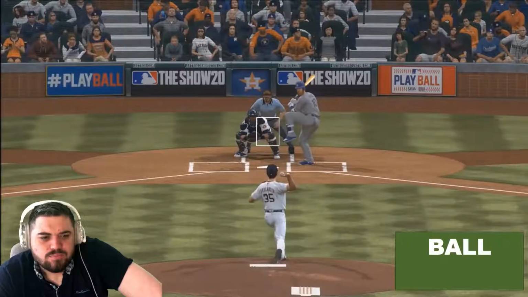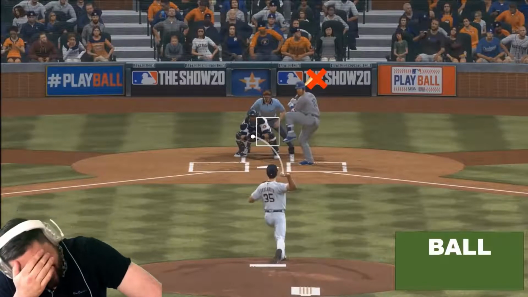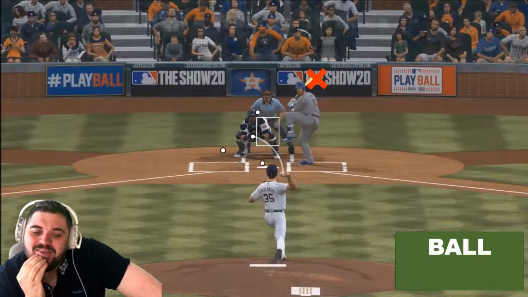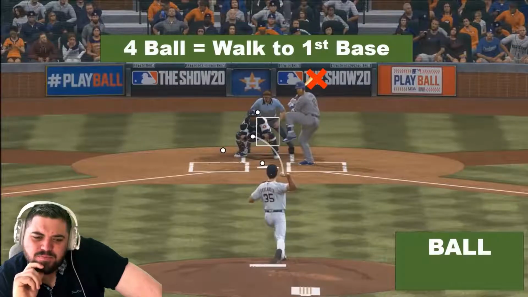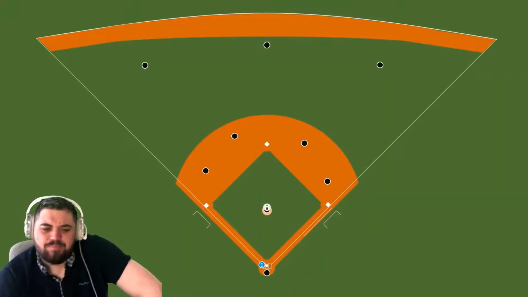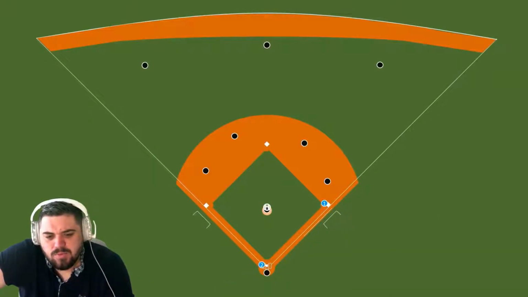Another thing is ball. What is ball? If a pitcher throws a ball outside the strike zone and batter didn't swing his bat, then that is a ball. If pitcher throws 4 balls, then a walk to first base. So the batsman would go to the first base, and as you see here, the second batsman would come and stand on the home plate.